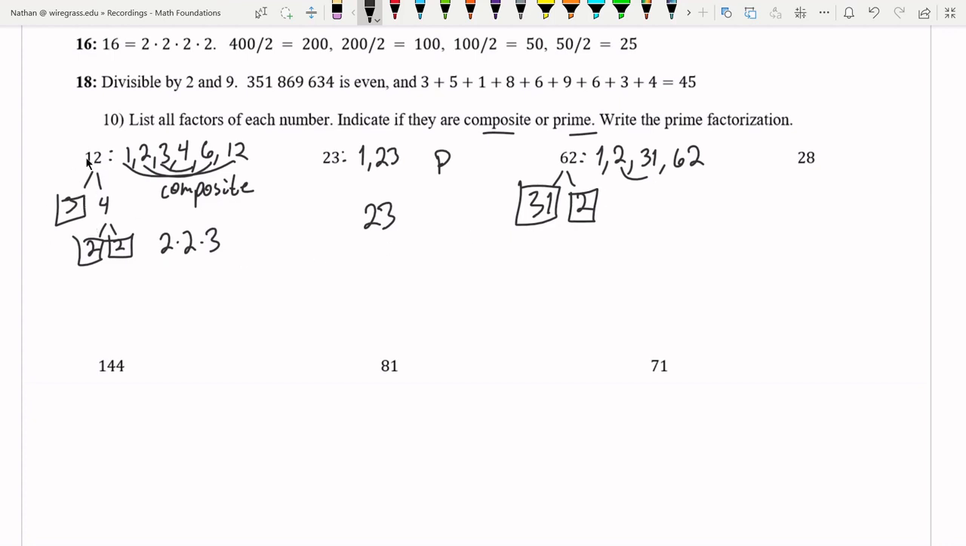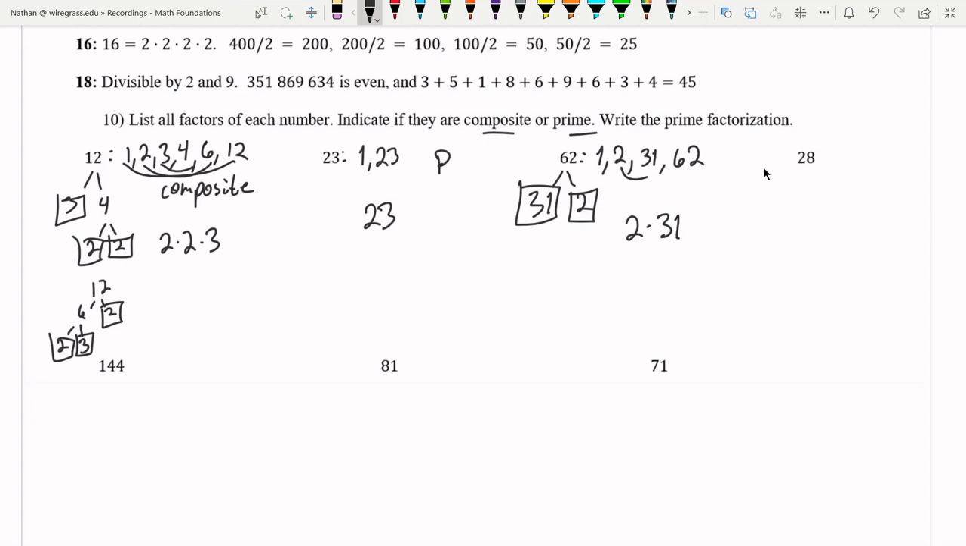Over here, I could have broken 12 up into 6 and 2. 2 is prime. 6 is 2 and 3. Because there is a number that's not prime in this listing, that means there's multiple ways I can break this thing up. This one, however, can only be broken up into 31 and 2. So I know there's no other factors. The prime factorization of 62 is 2 times 31.